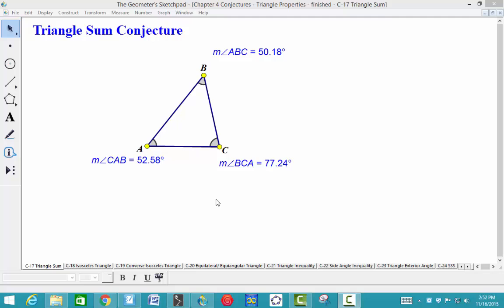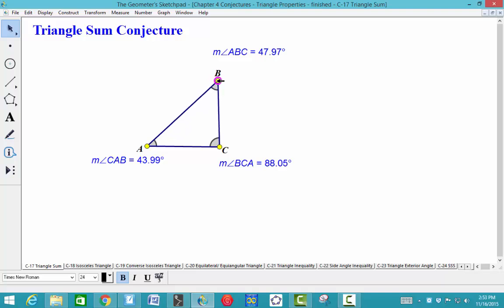Okay, let's go ahead and walk through the conjectures for Chapter 4, Properties of Triangles. The first conjecture that we have is conjecture number 17, the triangle sum conjecture. And all we're saying here is as you move the triangle around, you can see the angles changing. All we want to show is that the sum of the three angles will add to 180 degrees.